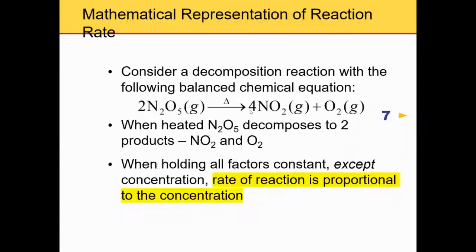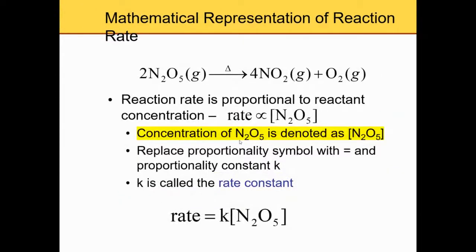All right. So for the standard mathematical representation of reaction rate, for example, this decomposition. N2O5 decomposes to these two products, and the rate of the reaction is proportional to the concentration. The concentration of N2O5 is denoted as this, and then the rate would be like this, and this is the rate constant. You learn all this in general chemistry.